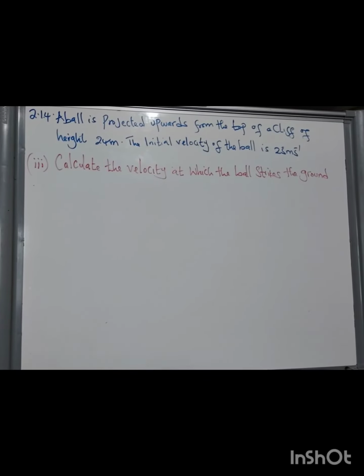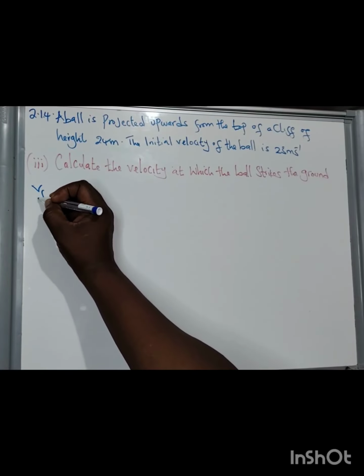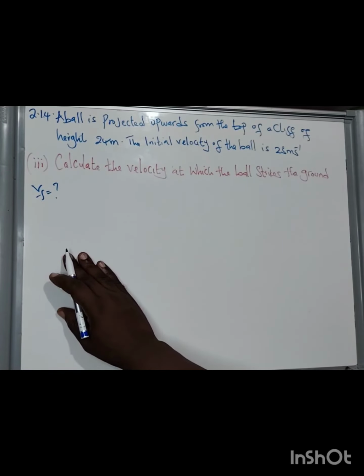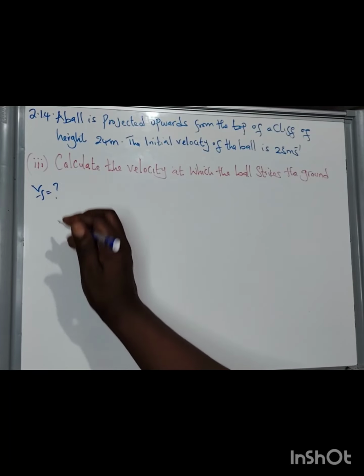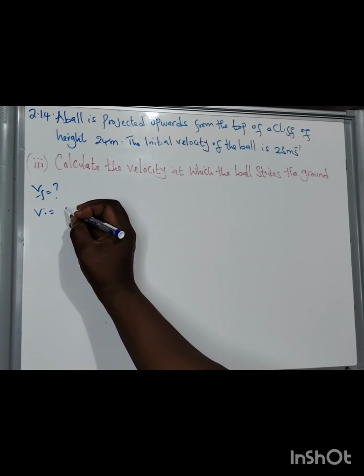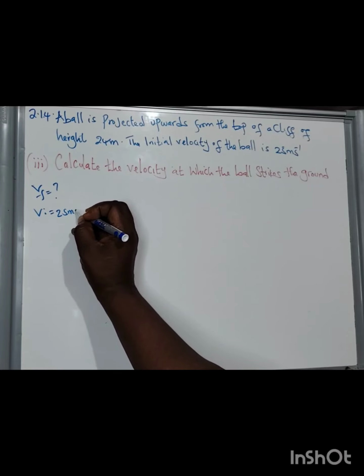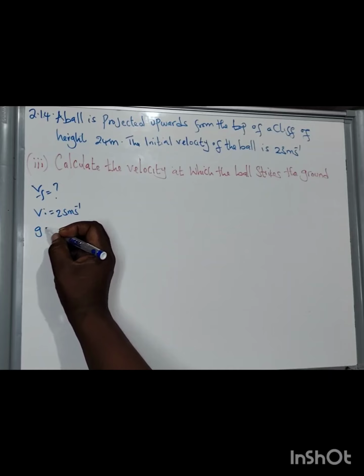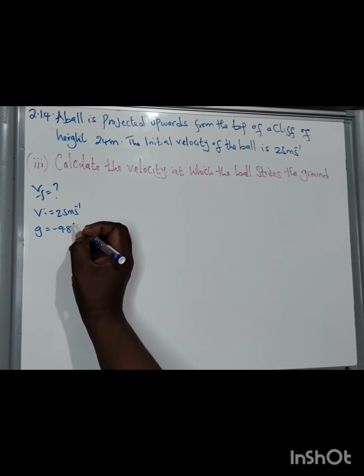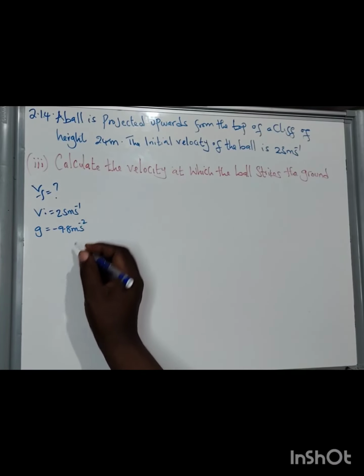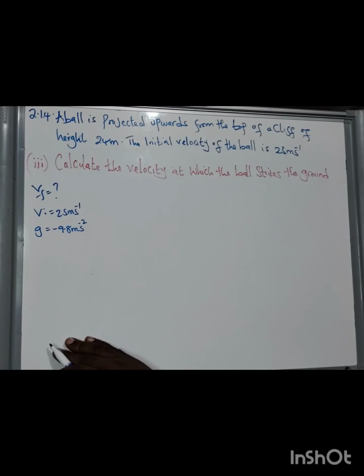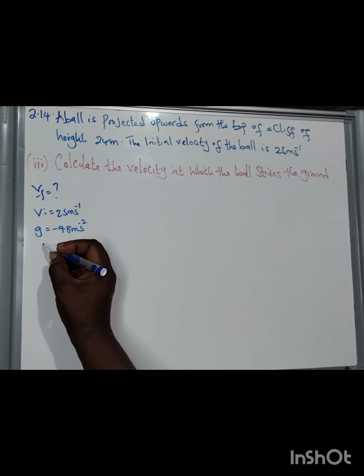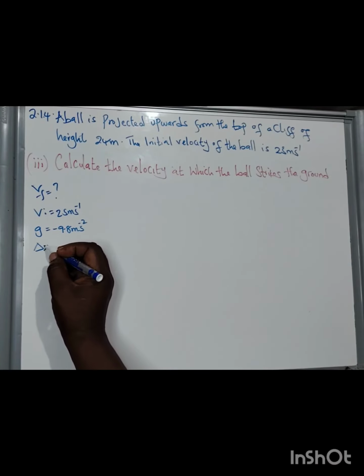Let us look at the data here. They want the velocity, so they want the final velocity. What do you have? We have the initial velocity of the ball, which is 25 meters per second. The ball is projected upward, so g is going to be negative 9.8 meters per second squared. What else do we know? Yes, we know delta x.